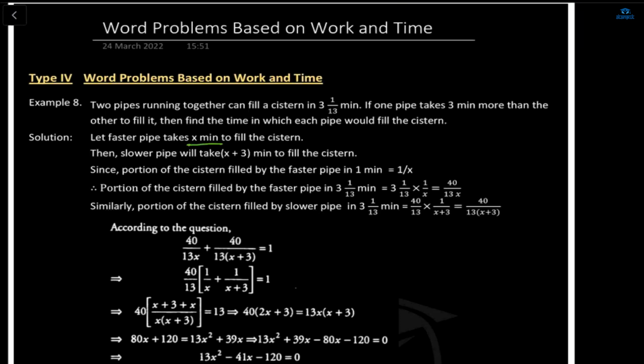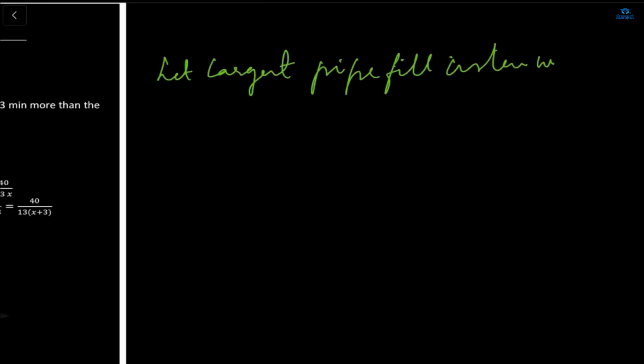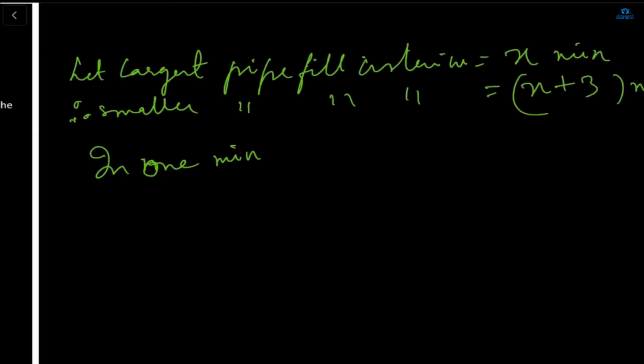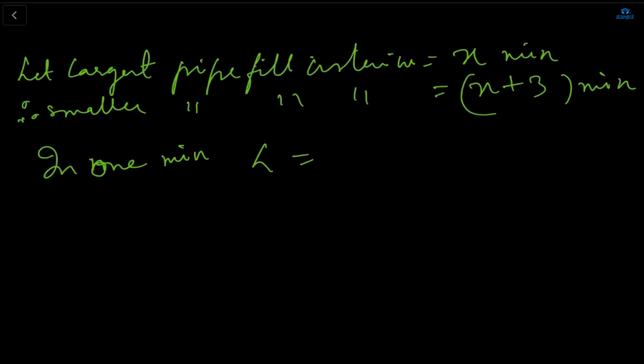Now what will be in 1 minute? How much portion will be filled? If you go with the unitary method, in 1 minute the portion of the system filled by the larger pipe is 1/x, and by the smaller pipe it is 1/(x plus 3). Let the larger pipe fill in x minutes, so in 1 minute the larger pipe fills 1/x and the smaller fills 1/(x plus 3). Yes or no? Yes, ma'am.